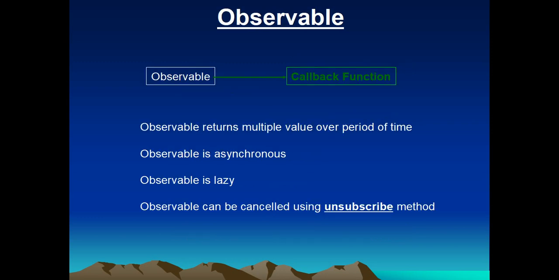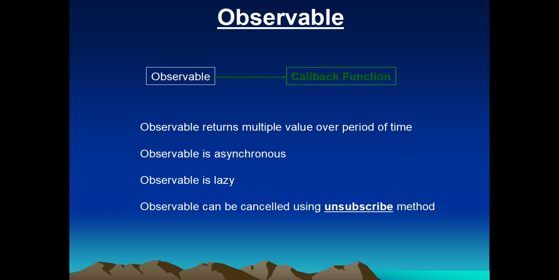Now the next one is observable. Observable is somewhat similar to promise, but its functionality is a little bit different. In case of promise, it was returning two different methods, then and catch, but in case of observable, it works according to the callback function. So whether there is an error or any success scenario, it's always going to return that response in the callback function.